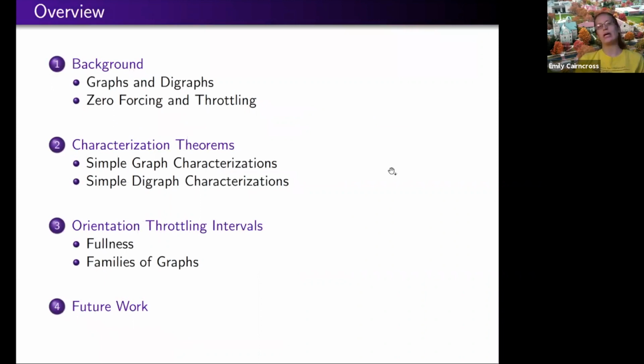So we're going to start with just definitions of zero forcing and throttling, and then we have two main categories of our results that we're going to talk about: first characterization theorems, and then orientation throttling intervals, and then we'll talk about some things we're going to do in the future.